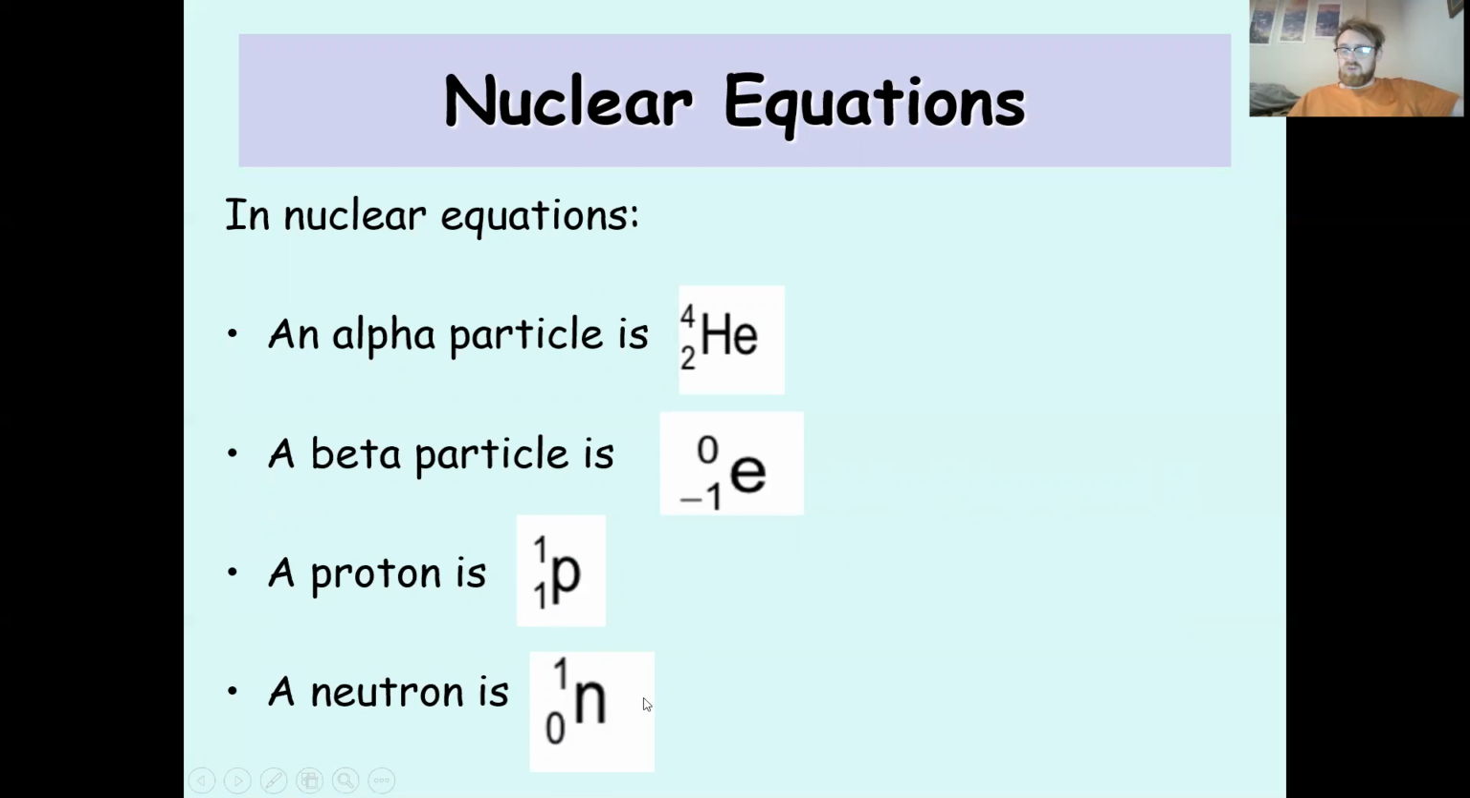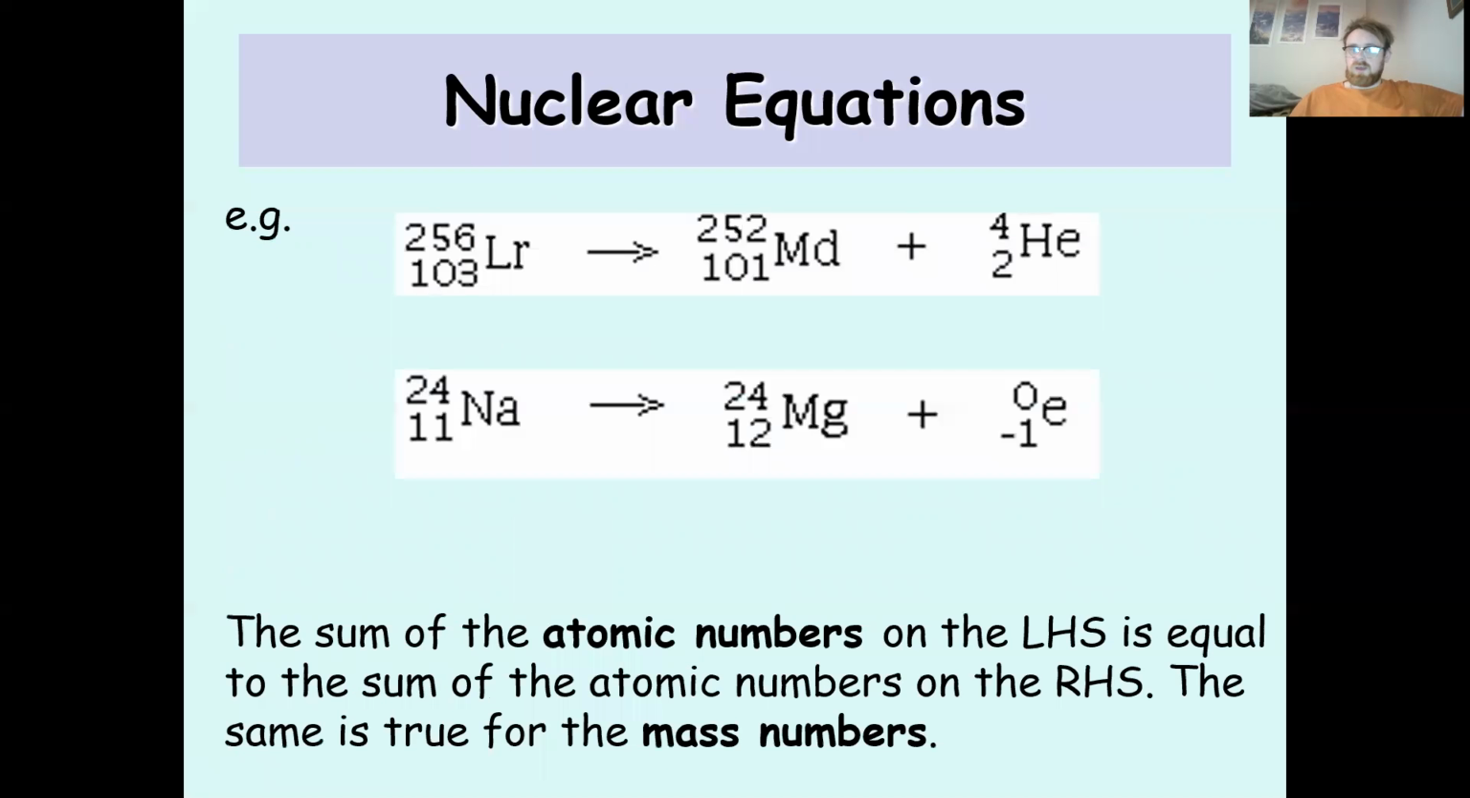Okay, most of the time you won't need to remember what a neutron or a proton is. They will give you it in the equation, but it's useful just to keep in mind so that you understand how to do a nuclear equation slightly more. Okay, these are examples of nuclear equations. What you need to remember for these is that the numbers on each side need to add up.